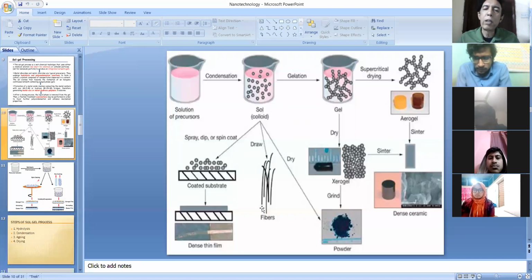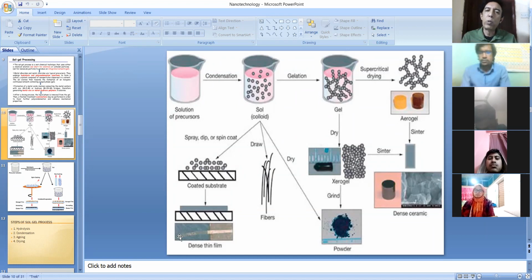You can form fiber, nanofiber. You can coat any substrate from the sol itself. That is the simple way of the sol-gel technique.